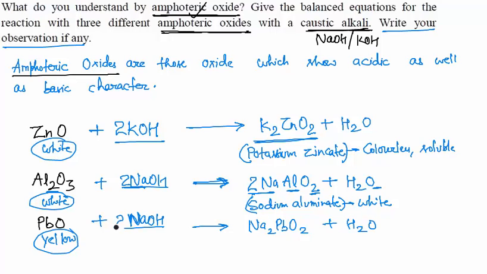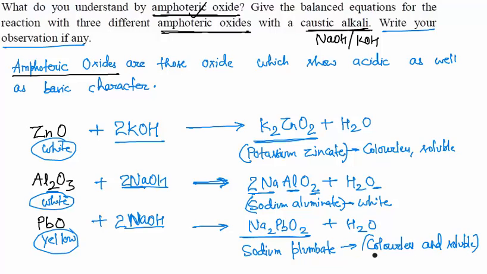You have to put a 2 here. What is the name of this? Sodium plumbate. And this one is again colorless and soluble.